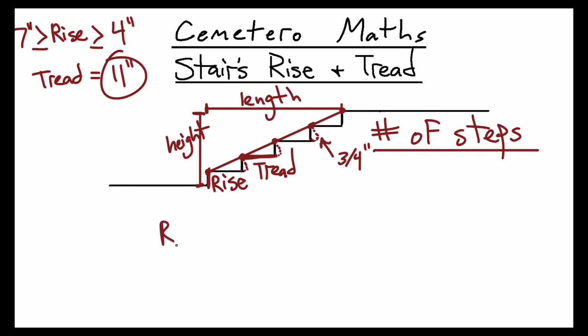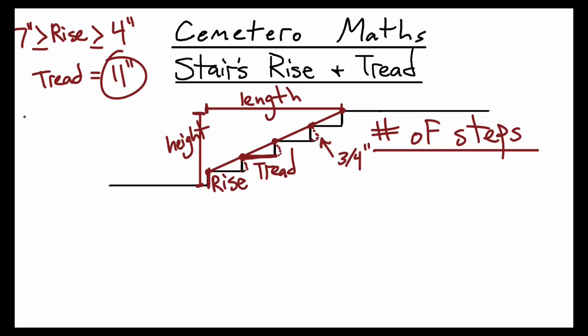Typically, we have a rise of 7 inches and a tread of 11 inches, but this includes a 3/4 inch batter. So 7 and 11 is typical, but sometimes it doesn't always work out that way in real life because of existing structures like sidewalks or other things. And so sometimes we'll have to figure out what the rise and tread of the steps are, and here's how you do it.